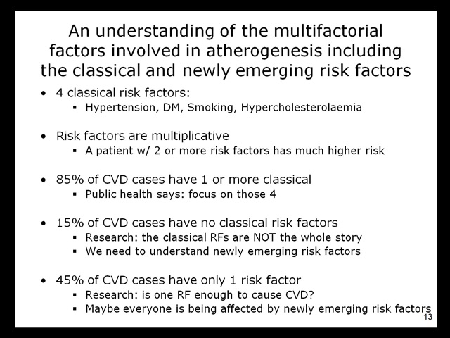Next, you have to have an understanding of the multifactorial factors involved in atherogenesis, including the classical and newly emerging risk factors. So we've just described the 4 classical risk factors, which are hypertension, diabetes mellitus, smoking, and hypercholesterolaemia. It's fairly apparent, and it's easy to understand, that risk factors are multiplicative. A patient with 2 or more risk factors has a much higher risk than a patient with 0 risk factors, or even a patient with only 1 risk factor.